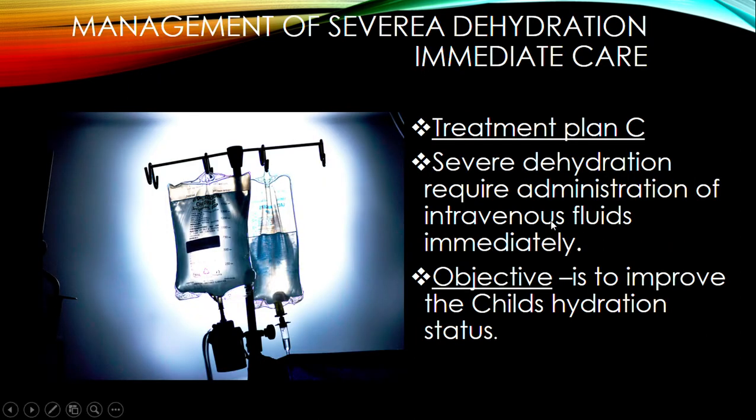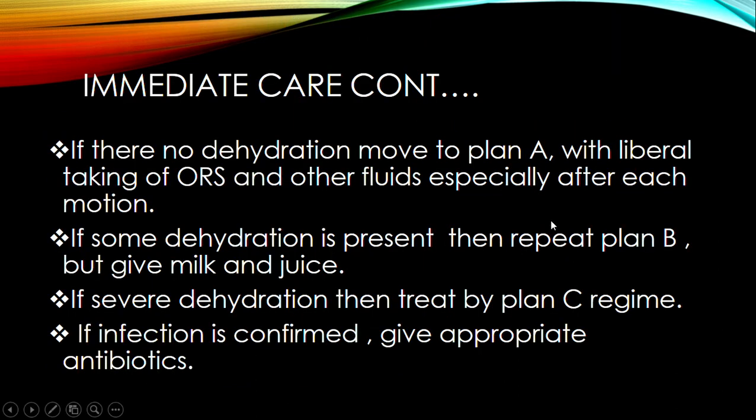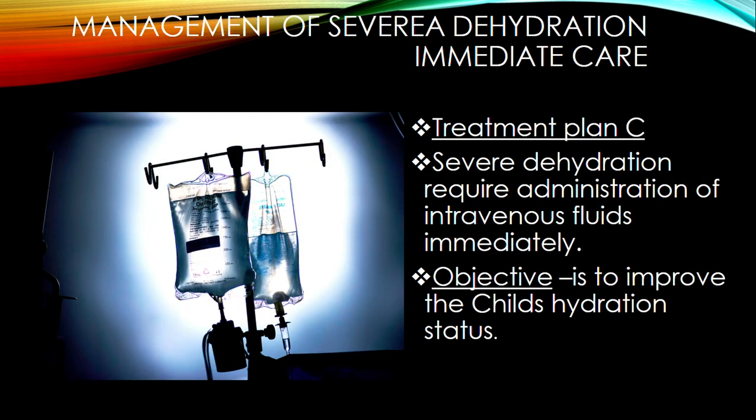So we have assessed our child, and we've noticed that this child has now developed severe dehydration. So plan B has not worked. We are going to move on to plan C. Now, plan C is an emergency. It means the child has got severe dehydration. They have lost a lot of body fluids and electrolytes, and so it requires administration of intravenous fluids.